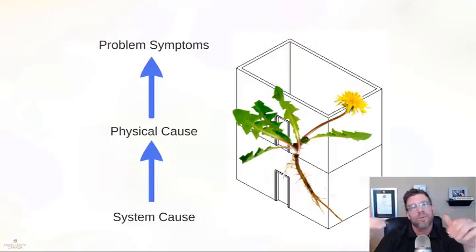You could even look at the yellow part as a symptom. So I want to get rid of yellow on my lawn. That's a symptom. That's the thing people are complaining about. The physical cause is the fact that I have these dandelions in here that actually reproduce at a very quick rate. And then the third thing is, of course, the system cause, and that's what we're aiming for.